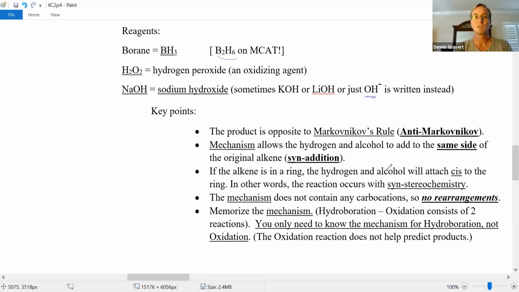Yep. So syn addition, or syn stereochemistry, beautifully. And a carbocation isn't formed, so no rearrangements. Yes, that's nice.